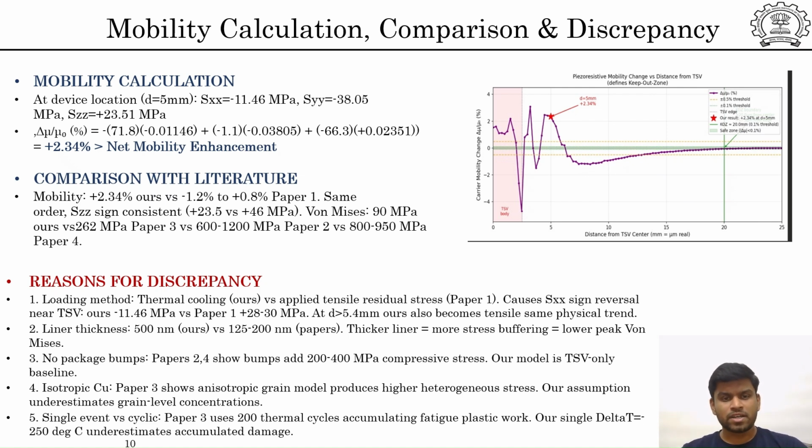Third is the no package bump. Paper 2 and 4 indicate if we include the bumps, then this total stress will go up high, like up to 200 to 400 megapascals. Fourth one is the isotropic copper. In the simulation, we have considered the copper as an isotropic case, but in the research paper they are doing the experiment for the anisotropic Green model. And the fifth one is the single event versus the cyclic. Paper 3 uses 200 thermal cycles accumulating fatigue plastic work, but we have considered only a single case, which is at constant temperature, not the cycling load.